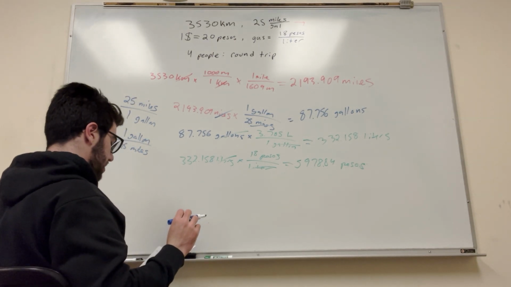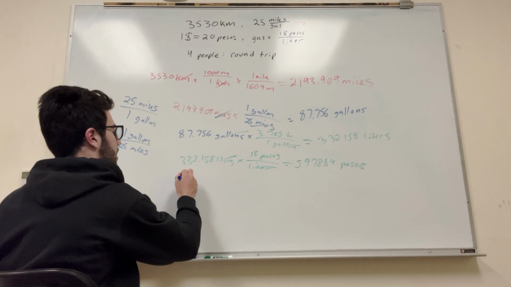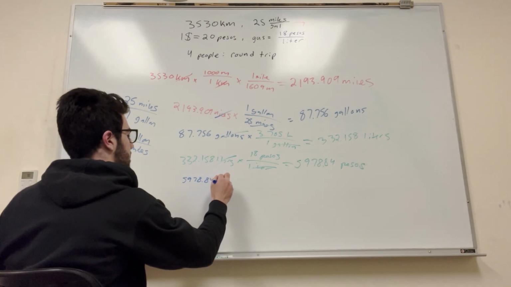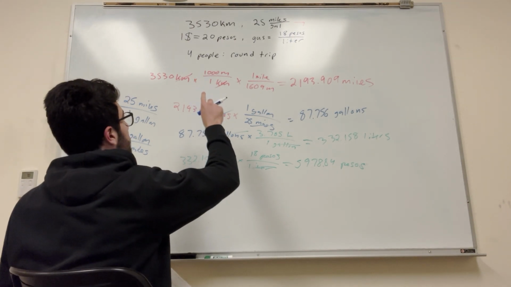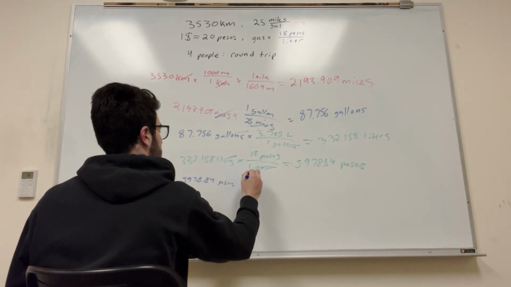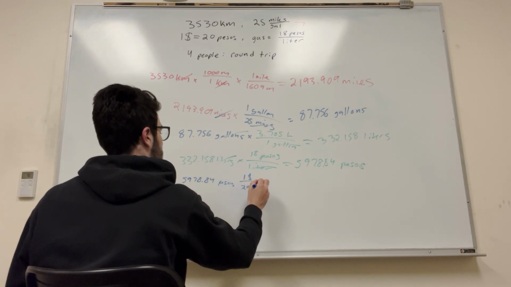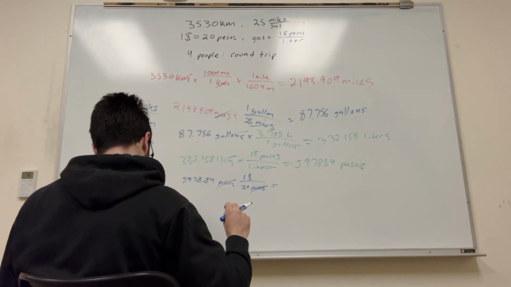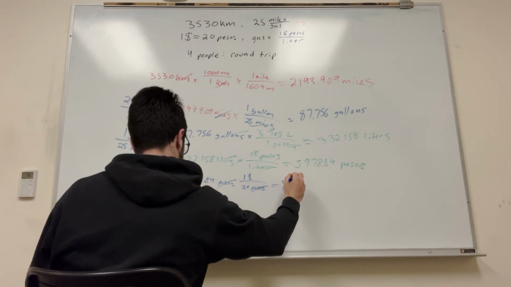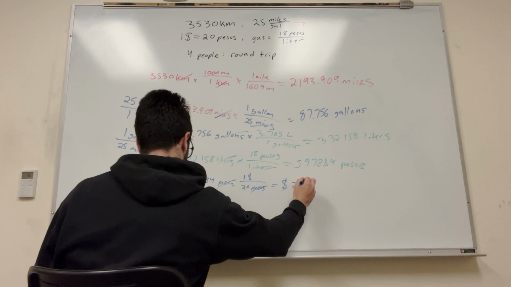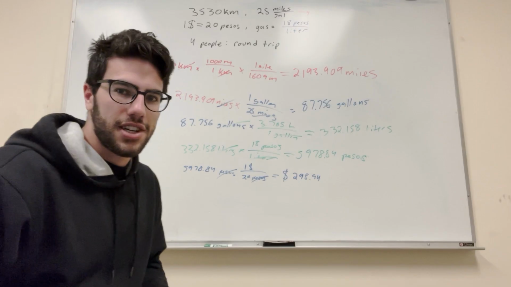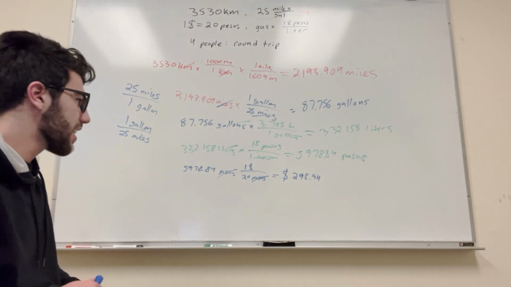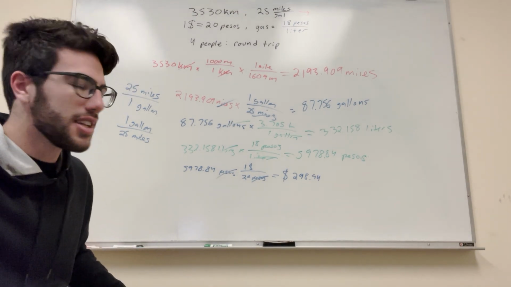Okay, so let's convert it to dollars first. So we have 5978.84 pesos, and then it's $1 for 20 pesos. Pesos cancel. You're dividing this by 20. You get 298.94. Ignore the cut. I misread my own handwriting and got the wrong answer because I misread my own handwriting. Okay, so I'm dumb, but let's do it.